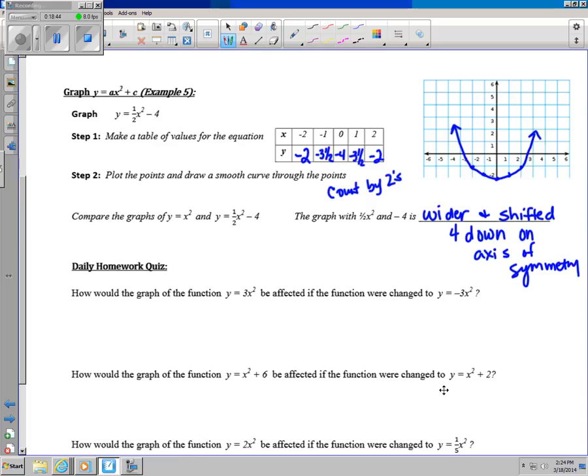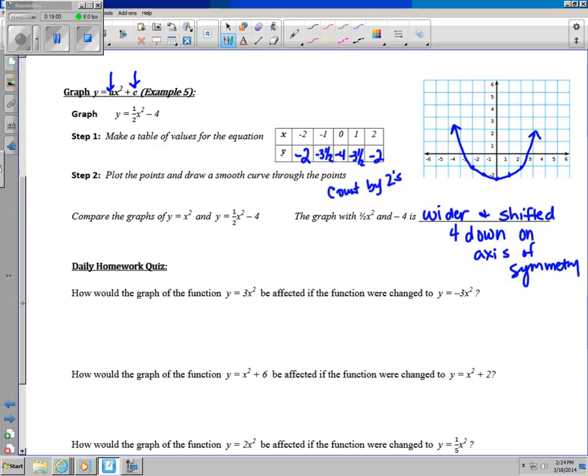Okay? So again, A affects the width. The A affects the width, and the C affects how far up or down the axis of symmetry. Okay? And that's all of our examples.